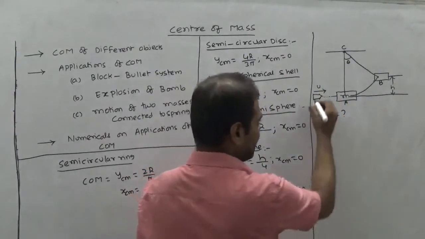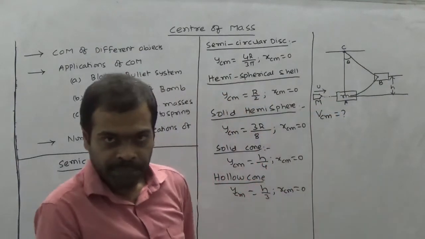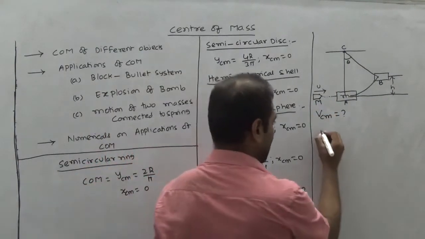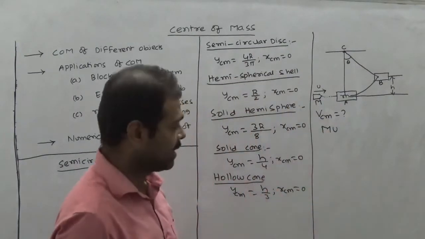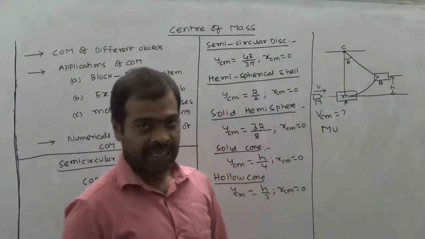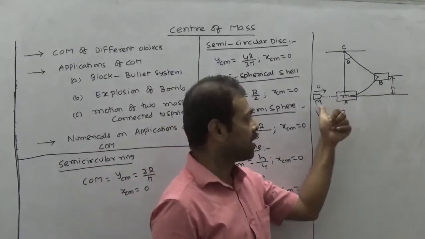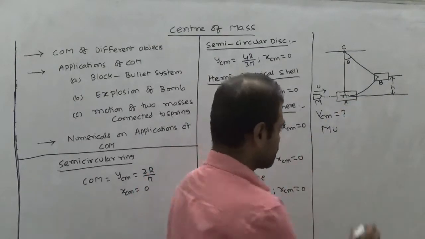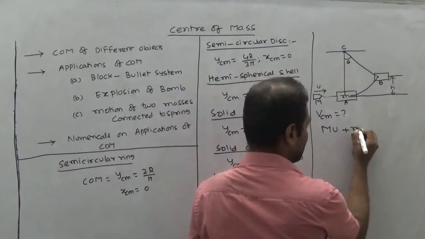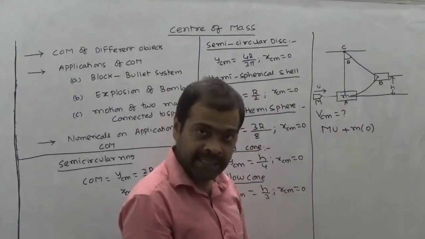Let us consider the bullet is having a mass small m. So the momentum of the bullet initially is m into u. Before interaction of the bullet with the block, this block is at rest. So I can write it as M into 0. The block is at rest.